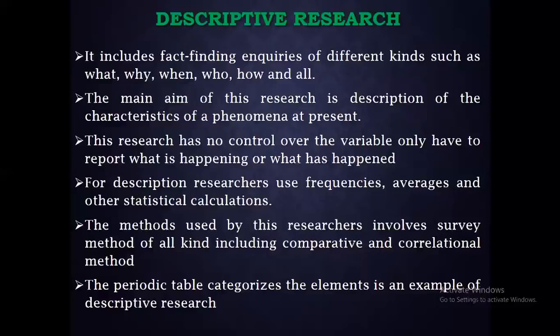Basically, the researchers who do this kind of research do not have any control over the variables. In this kind of research, they do not get the control over these variables. Also, they report what has happened or what is happening, and also they discover the cause why these things are happening. They generally try to find that kind of thing.